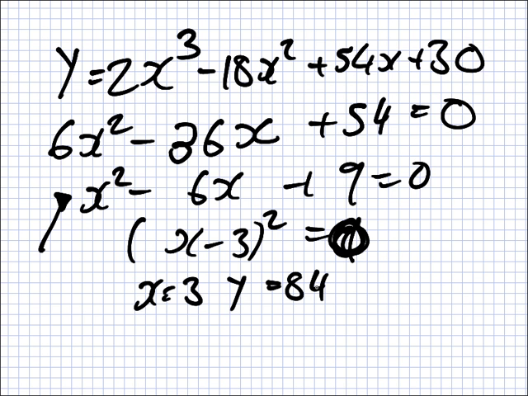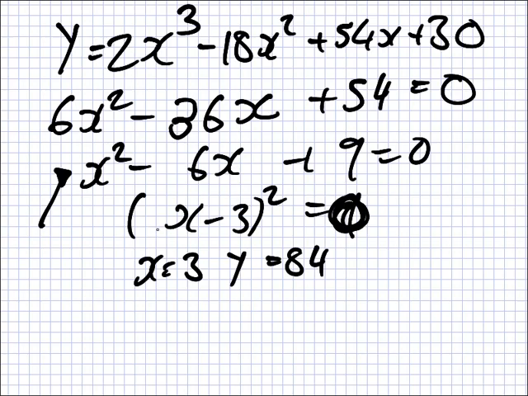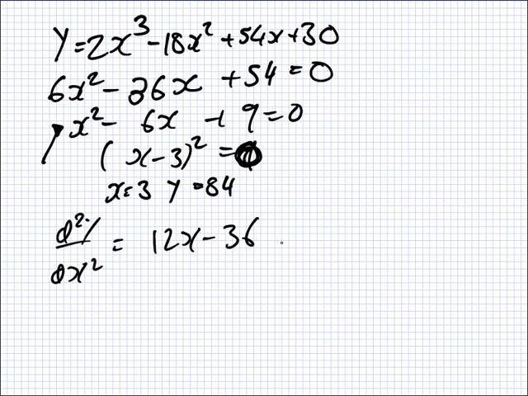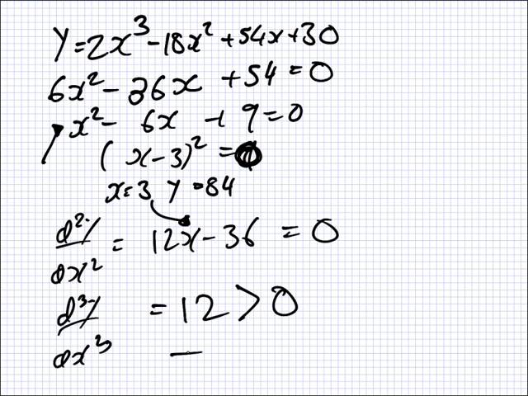So we're going to get 84. But we need to check if it's a max or a min, don't we? So how do we check that? Second derivative. Okay. So what's the second derivative? That's 12x minus 36. Substitute x, and you get 0 if you sub in 3. So what do you do then? You're not supposed to get 0. Third derivative. Yeah, for the second derivative we're not supposed to get 0. So the third derivative is 12, which is positive. So what does that make this point we've just found? Maximum.